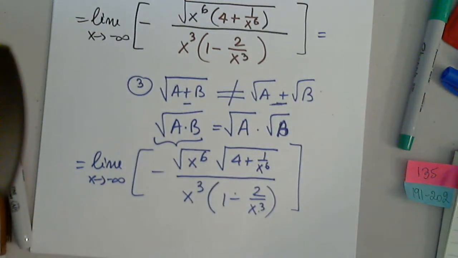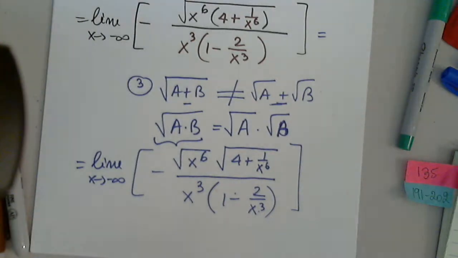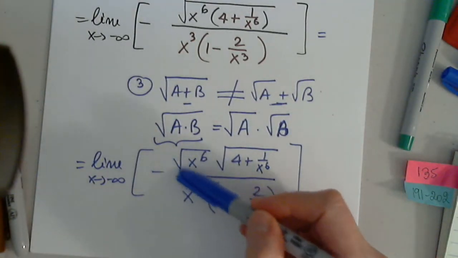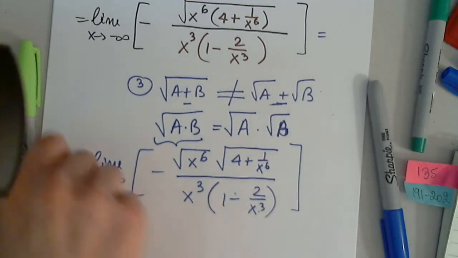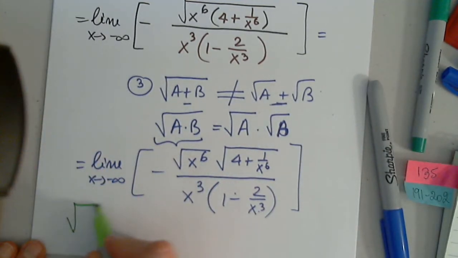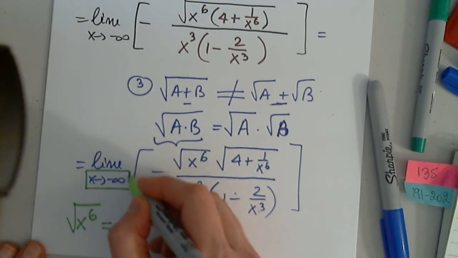Now, we already have this reminder 1 and the reminder 2. How much is the square root? What does it equal to? Let me write it here on the side in a different color. The square root of x to the 6th, what does it equal to when x approaches negative infinity?